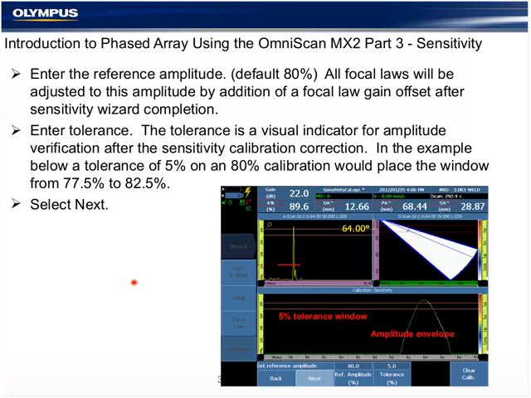So we enter the reference, which in most of our application is 80%. That means that whatever the signal is in the gate A, the software is going to add dB to make that 80%. We have a tolerance window of 5% that can just be a visual indicator.